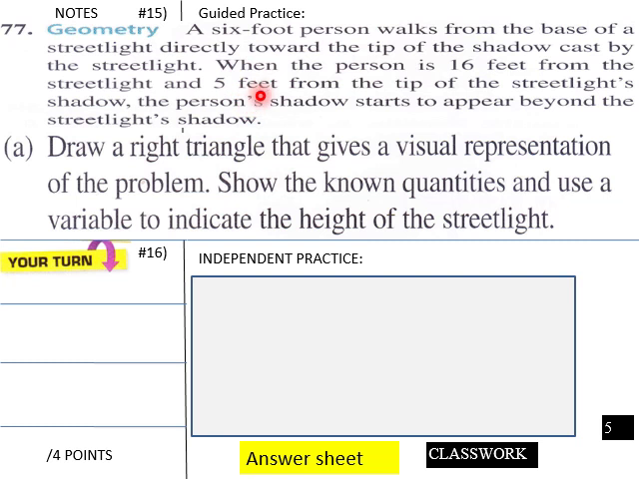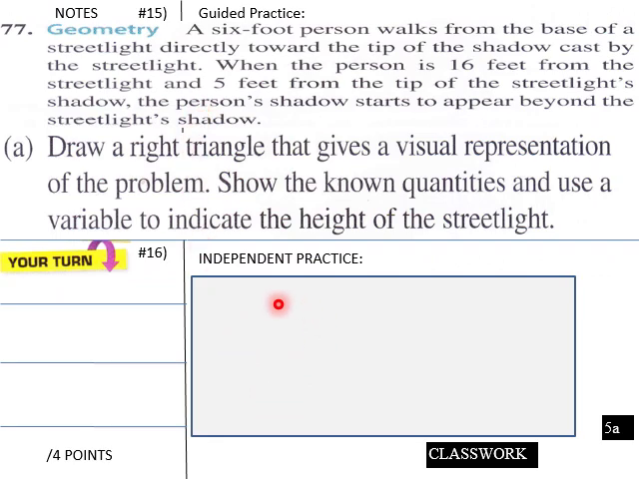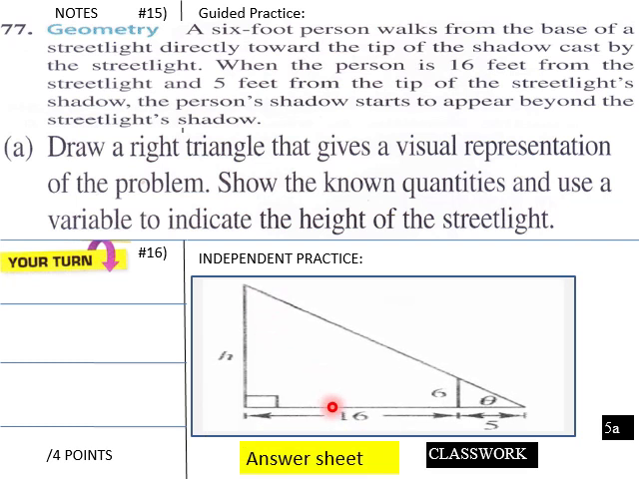We need to draw a sketch of this problem that gives a visual representation of the problem, shows the known quantities, and uses a variable to indicate the height of the streetlight. First of all, here's our sketch. We have a street light here, which is our height. The person's 16 feet back from the street light, and 5 feet from the tip of the street light shadow. So you're 6 feet tall, and you're 5 feet from the tip of the shadow. Here's our total shadow length, which would be 16 plus 5.